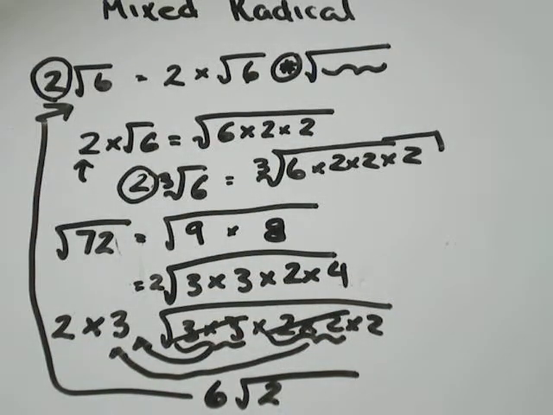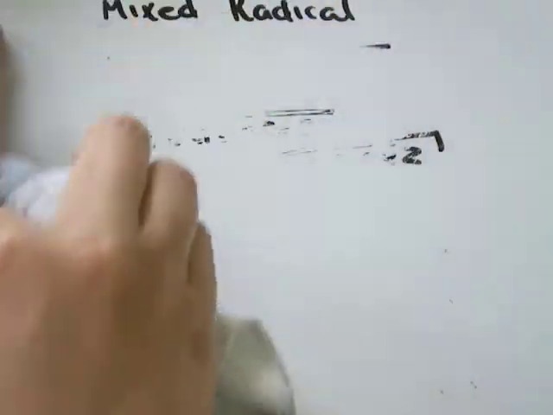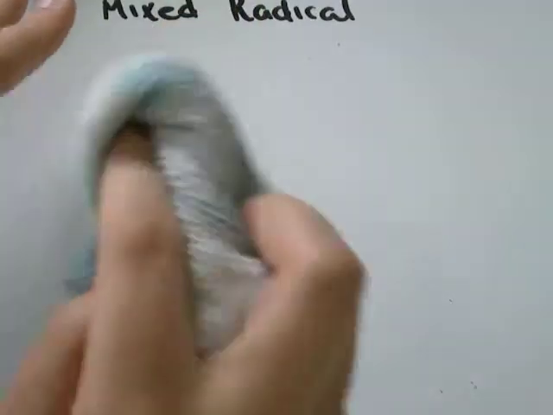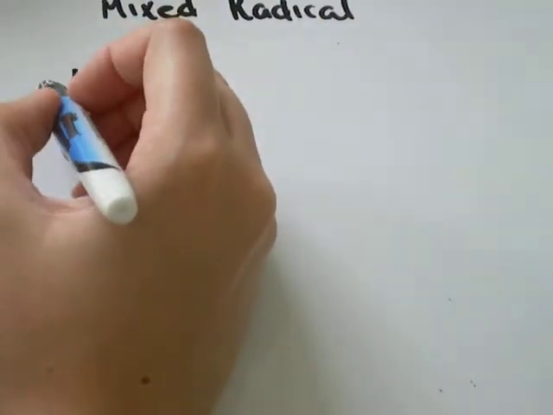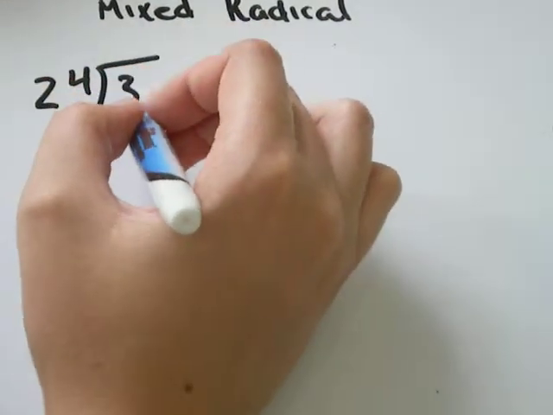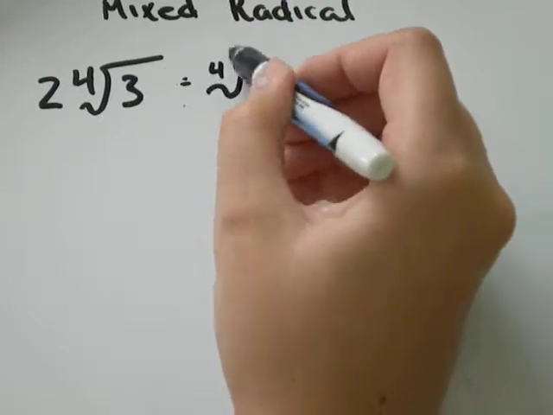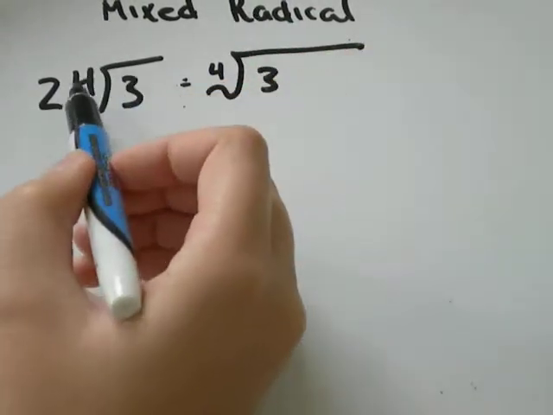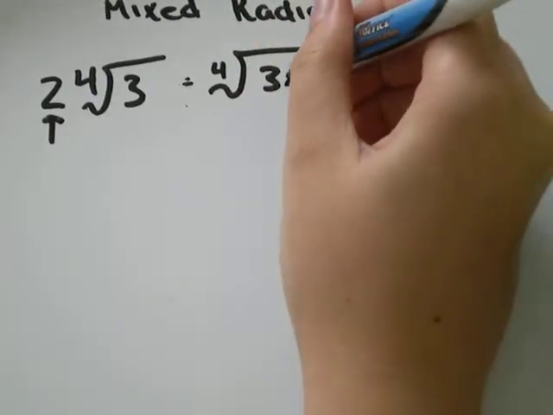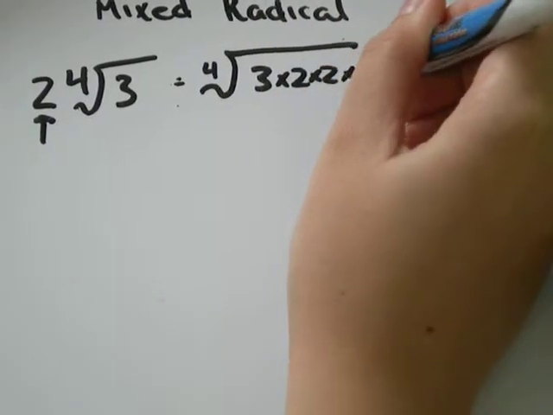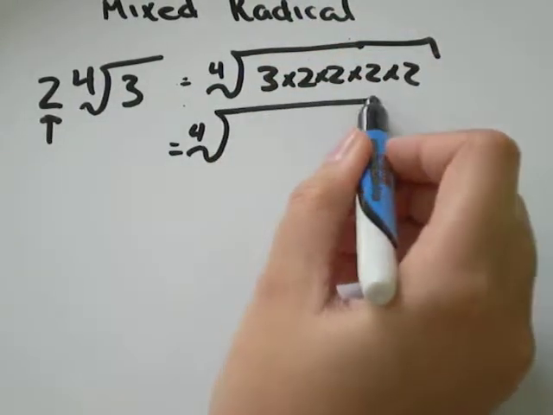Let's do another example. Let's do 2 the 4th root of 3. What's underneath the 4th root sign stays, and because it's a 4th root, we need 4 of whatever's outside. So we'll go times 2 times 2 times 2 times 2. And that will be the 4th root.